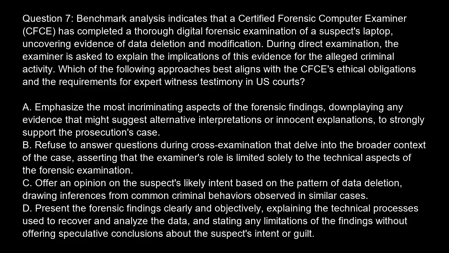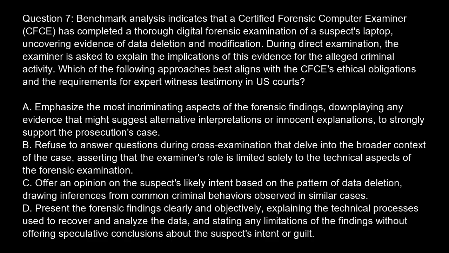Question 7. Benchmark analysis indicates that a Certified Forensic Computer Examiner, CFCE, has completed a thorough digital forensic examination of a suspect's laptop, uncovering evidence of data deletion and modification. During direct examination, the examiner is asked to explain the implications of this evidence for the alleged criminal activity. Which of the following approaches best aligns with the CFCE ethical obligations and the requirements for expert witness testimony in U.S. courts? Option A. Emphasize the most incriminating aspects of the forensic findings, downplaying any evidence that might suggest alternative interpretations or innocent explanations to strongly support the prosecution's case.